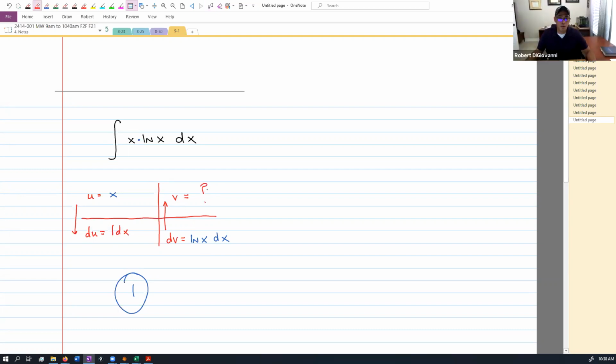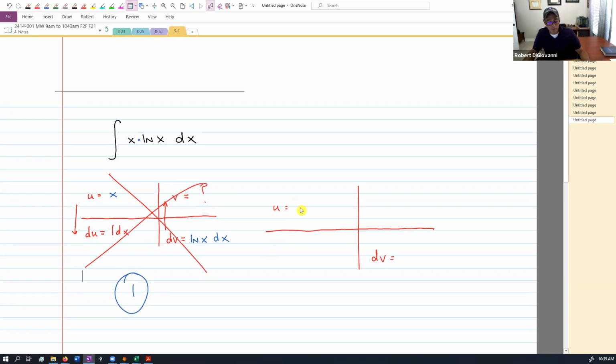So even though it seemed like picking x to be u would be good, because in the new integral it's gonna become a 1, this actually doesn't work because we can't integrate up, which means you really have to go with the other option. What's the other option? So tell me what u is here. If we can't use this one, then that forces you to put what here? Natural log of x. And then that forces you to put the other piece here, x dx.